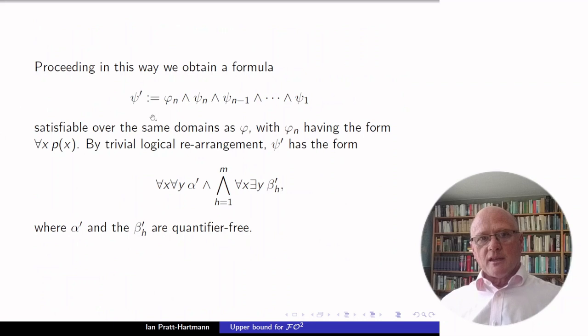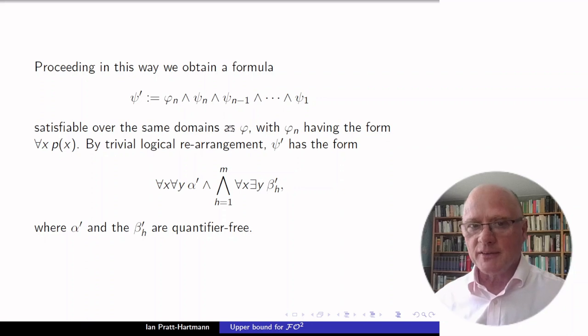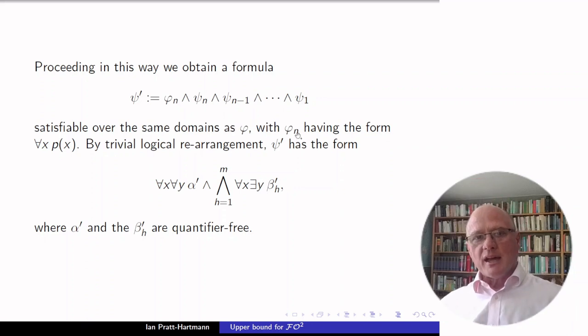So, carrying on. Proceeding in this way, starting from phi 0, we get phi 1, phi 2, phi 3, phi 4, etc., producing along the way psi 1, psi 2, psi 3, psi 4. And you'll see that at some point after n iterations, we'll reach a formula phi n such that phi n and psi n minus 1, and so on, all the way down to psi 1, is satisfiable over the same domains as phi 0, that is to say phi, with phi n having the form for all x P x.